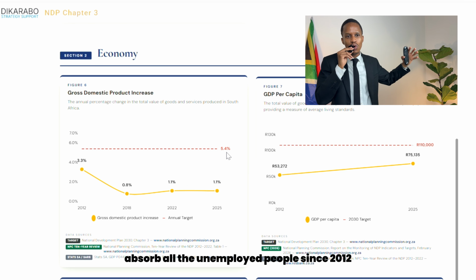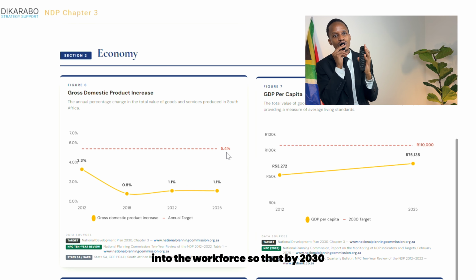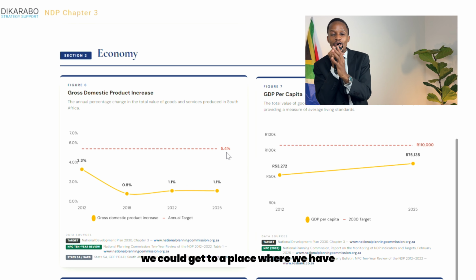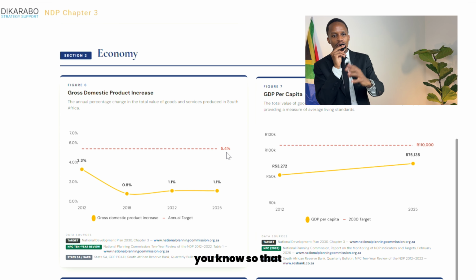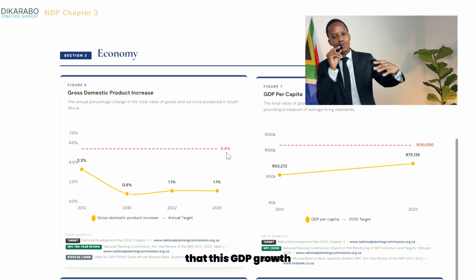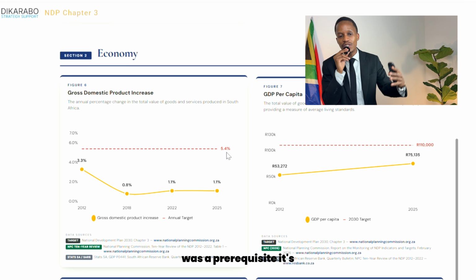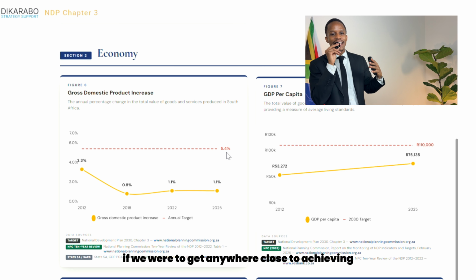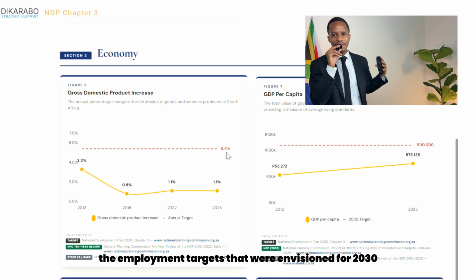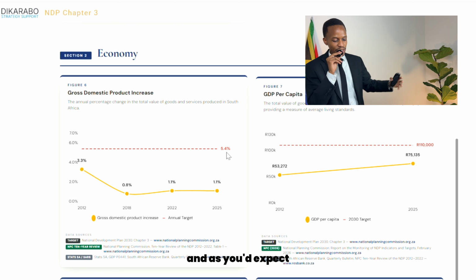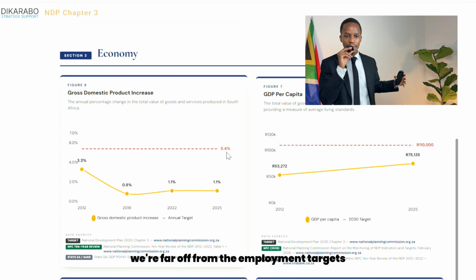people since 2012 into the workforce, so that by 2030 we could get to a place where we have an unemployment rate of 6%. So this GDP growth and this amount of economic value in the economy being generated was a prerequisite. It's needed if we were to get anywhere close to achieving the employment targets that were envisioned for 2030. And as you'd expect, we're far off from the employment targets.